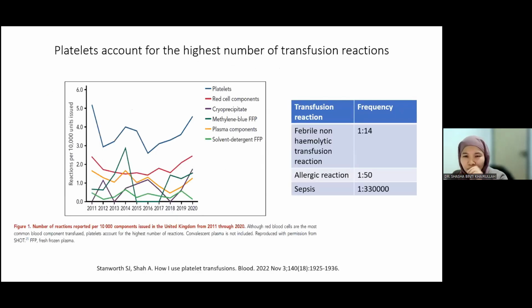Another thing to note is that platelets account for the highest number of transfusion reactions. Yes, red blood cells are the most common blood component transfused, but platelets cause the most problems. The most common transfusion reactions would be febrile non-hemolytic transfusion reaction and allergic reaction. Then there is sepsis from bacterially contaminated platelet units, although as you can see here, the frequency is quite low compared to the other two. In comparison to all the other blood components, it is the most frequent infectious complication.